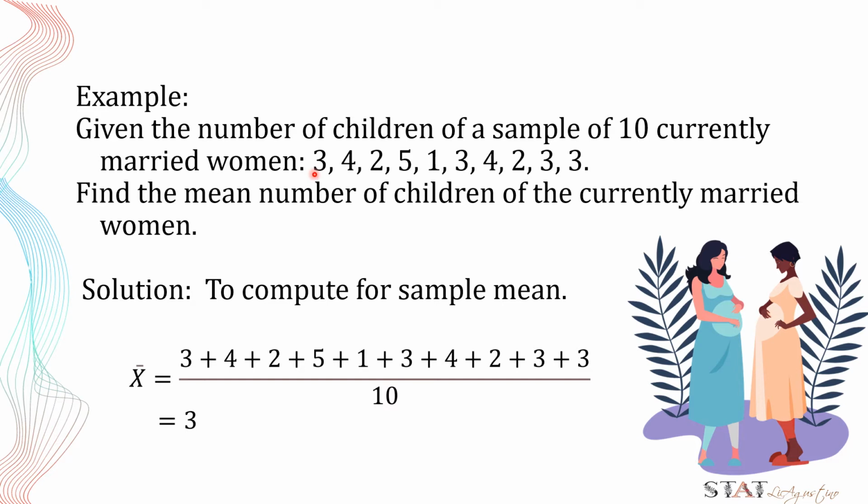How many women? It's 10, right? Sample size. So 30 divided by 10 is equal to 3. So compute it and see that it is 3. The average number of children of married women is 3. So if someone would ask you, what's the average number of children of women in your church? So probably there are 3. So you will have an idea that women there prefer few children in the family.